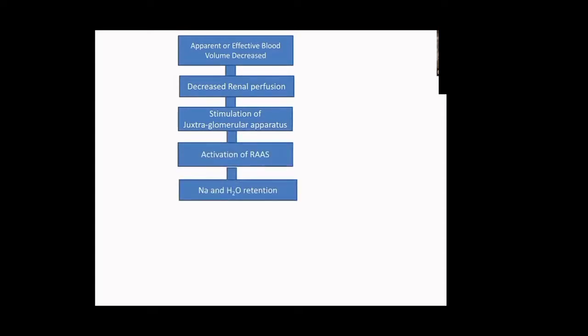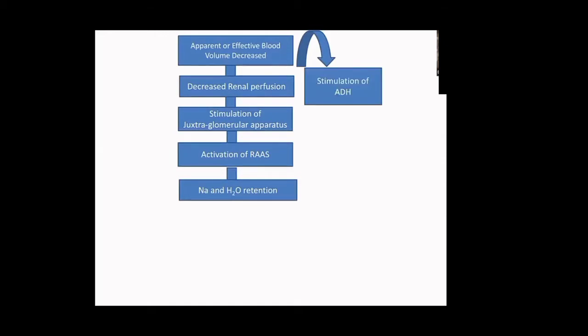Effective means that blood volume is not present in the intravascular compartment, it's present in the interstitial compartment. That is, as you all know, present in conditions like CHF, cirrhosis, renal failure. So what happens? There is decreased renal perfusion. So once the renal perfusion is decreased, there is a stimulation of the juxtaglomerular apparatus. Then the renin will be released and ultimately aldosterone will be released. So there will be sodium and water retention. But both sodium and water are being retained while the patient is having hyponatremia.